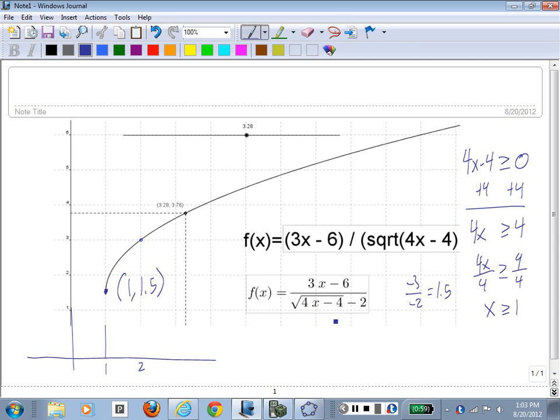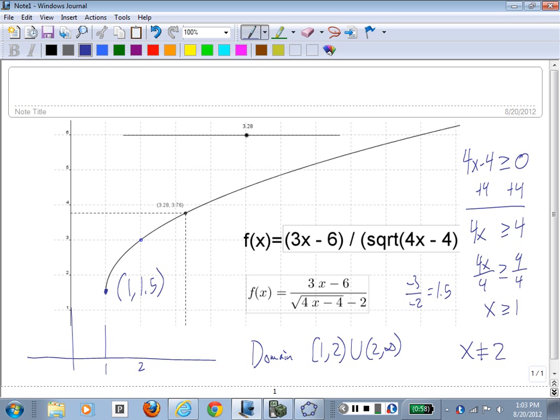Is it 2? 4 times 2 is 8. 8 minus 4 is 4. The square root of 4 is 2. And 2 minus 2 is 0. So what do we say? X is greater than or equal to 1, but x better not be 2. So the domain would be 1 to 2, not including the 2, and put the union symbol, and then 2 to positive infinity. Well, this problem is not asking us for the domain.